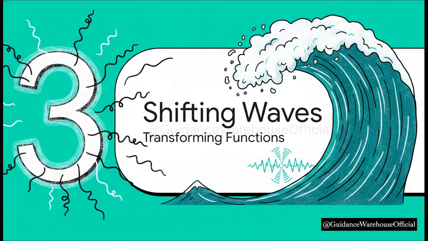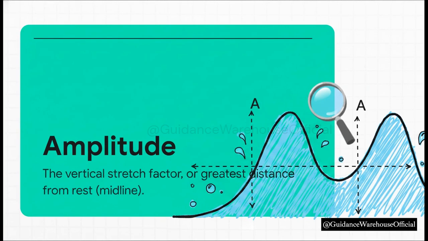That brings us to Section 3, shifting and stretching waves. This is where we start transforming these functions. So now that we understand the basic shape of these standard waves, oscillating between 1 and -1, let's go ahead and stretch them out. Because obviously real-world waves, like a massive tsunami or a tiny little sound wave, come in all different sizes. First up, we have amplitude.